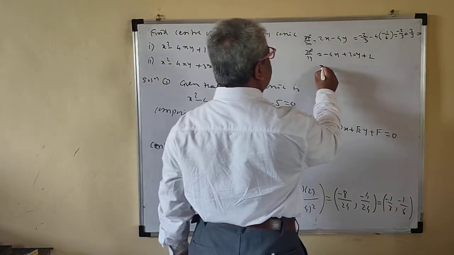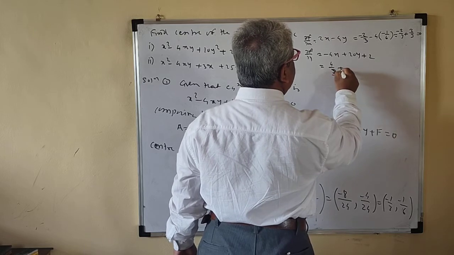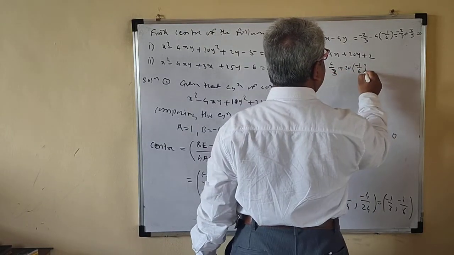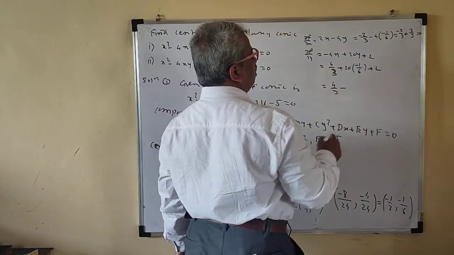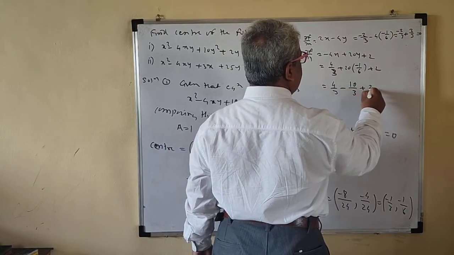Here we put the values in the other. Minus 4 means this is 4 by 3 plus 20 into minus 1 by 6, and this is plus 2. So this is 4 by 3 minus, you can divide, this is 10 by 3, and this is plus 2.